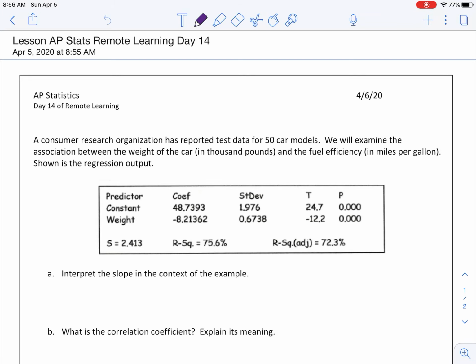So it says, a consumer research organization has reported test data for 50 car models. We will examine the association between the weight of the car in 1,000 pounds and the fuel efficiency in miles per gallon. Okay, so they're going to give you the regression output. I imagine they could give you something like this on the AP. Doing this type of question wouldn't require anything more than a 4-function calculator, which is what they're saying you will need to do this. It doesn't require doing any graphs. So this could be the type of question you might see.